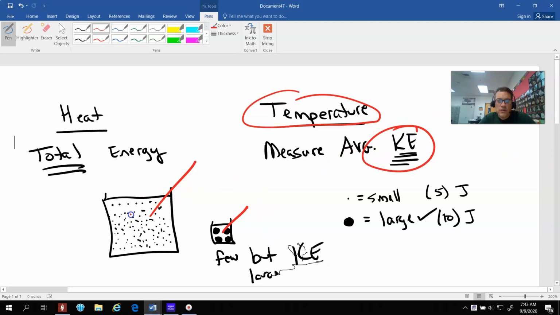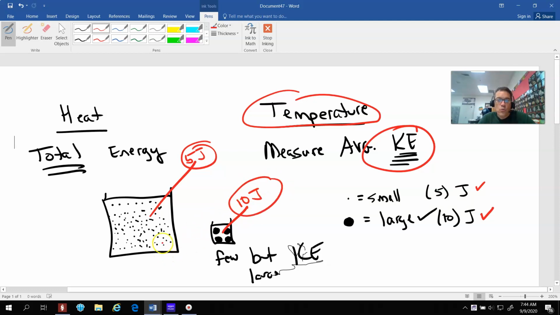Well, the average kinetic energy in this one's actually pretty small, because remember, each one of these particles has only 5 joules of energy. So if every little particle in here only had 5 joules of energy, then my thermometer would say, well, the average is 5 joules, and that would correspond to some kind of temperature on the temperature scale. Whereas this one over here, all the dots are large. So each dot has way more energy. And so when I stick the thermometer in, again, what's it measuring? It's measuring average kinetic energy. So the thermometer would tell me that it's got 10 joules on here.